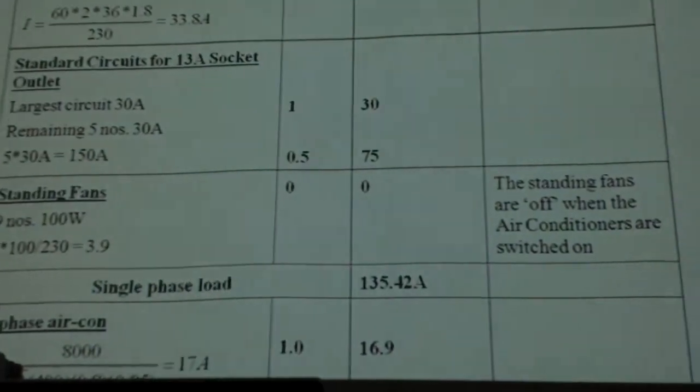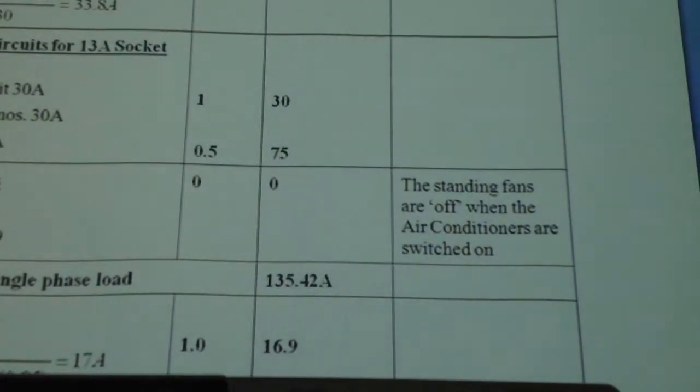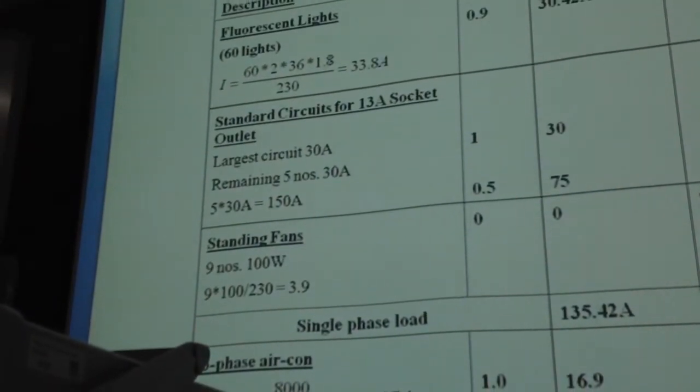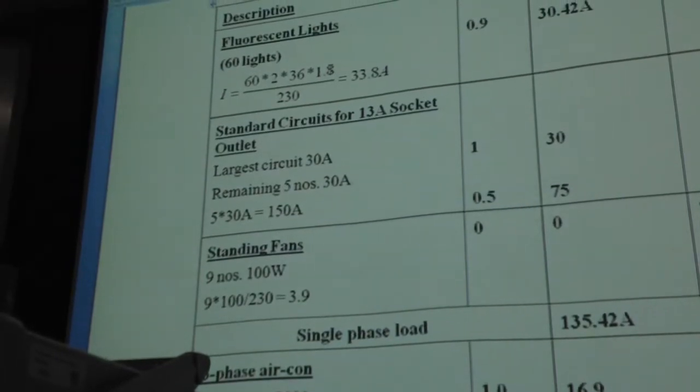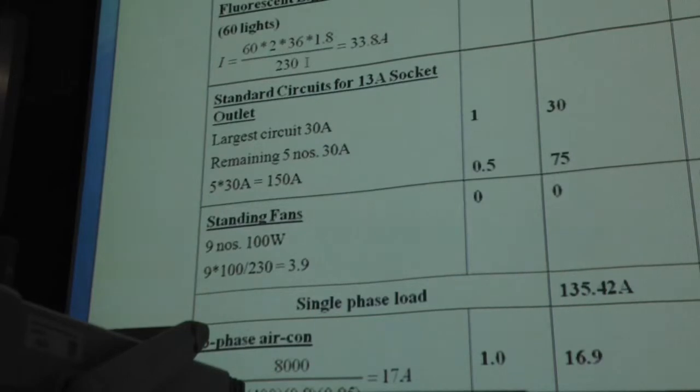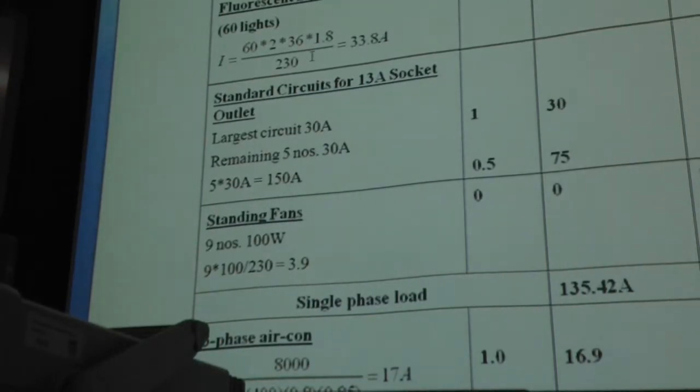So for single-phase load, I just use the 16 numbers of light times 2 times 36 times 1.8 because I need to allow for the discharge current. So I multiply by 1.8 and divide by 230. Okay? Don't divide by 400 because it's single-phase load. So that's why it's important that you separate them. This is single-phase load, so divide by 230, you get 33.8.